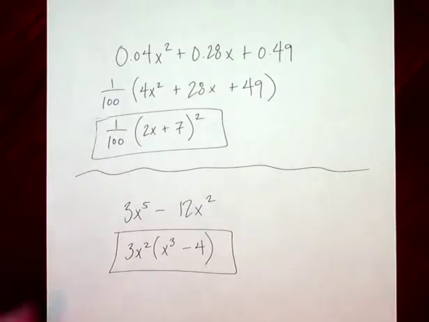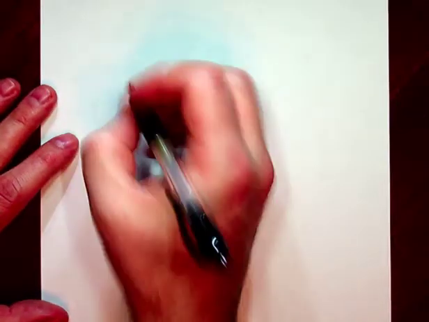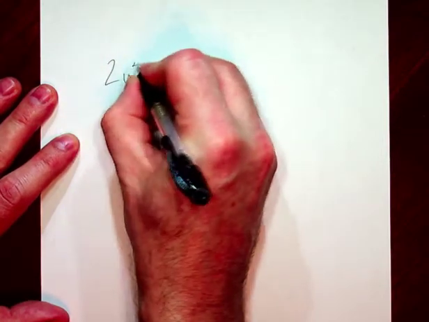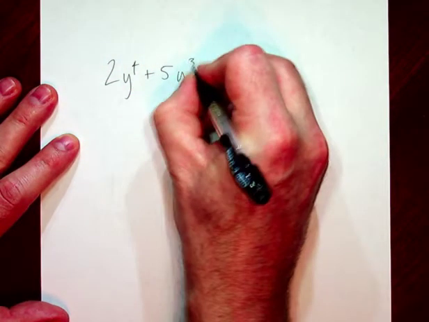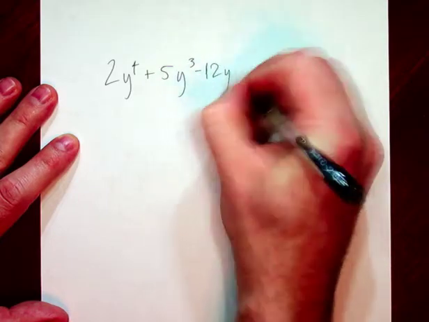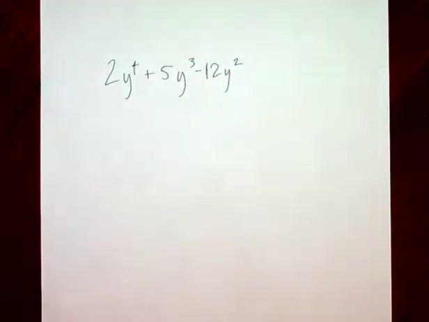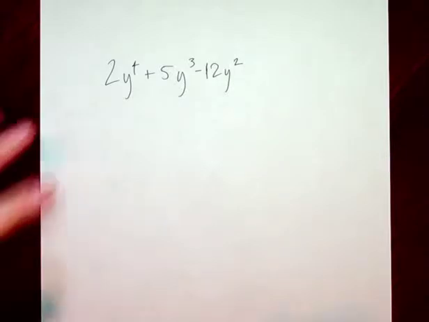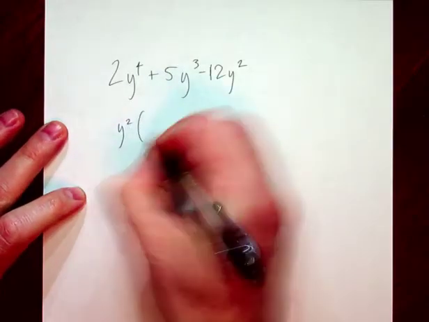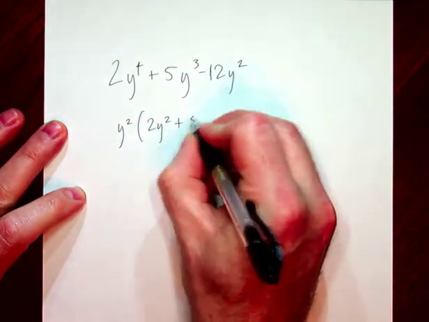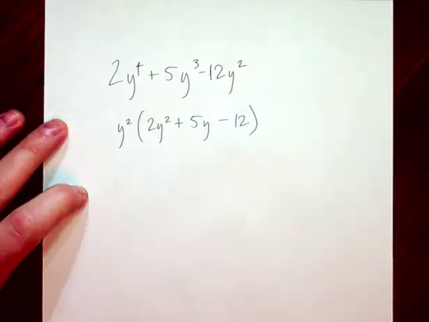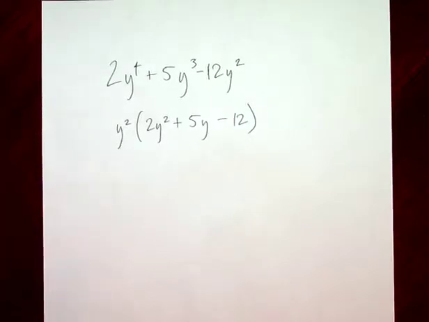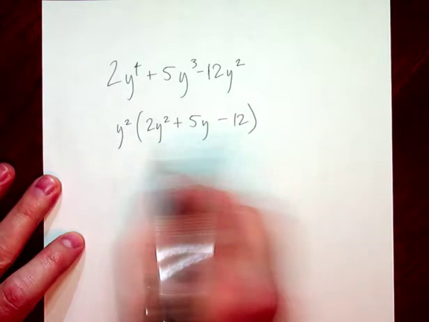Now, let's go ahead and do another one. How about, let's see, 2y to the 4th plus 5y cubed minus 12y squared. Okay. And again, you're like, well, is that quasi-quadratic? I mean, it kind of looks like it. Actually, no, it's not quasi-quadratic. It's actually quadratic the moment that you take the GCF out. Okay. And the moment that you take the GCF out, all of a sudden, this is a pretty easy one, right?